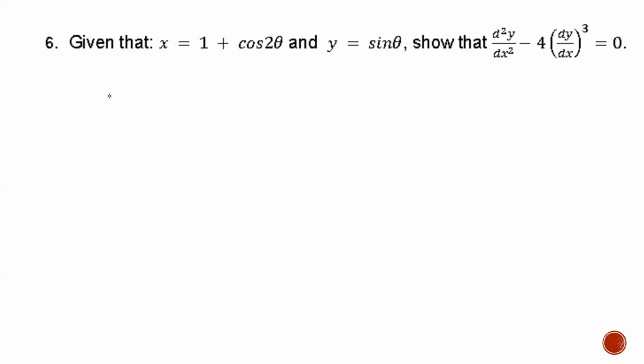Hello everyone, we are back and we're going to number 6. Given that x is equal to 1 plus cos 2 theta and y is equal to sin theta, show that y squared d2y/dx squared minus 4 (dy/dx) cubed is equal to 0. So first things first, we're going to differentiate x is equal to 1 plus cos 2 theta and y is equal to sin theta, yeah?